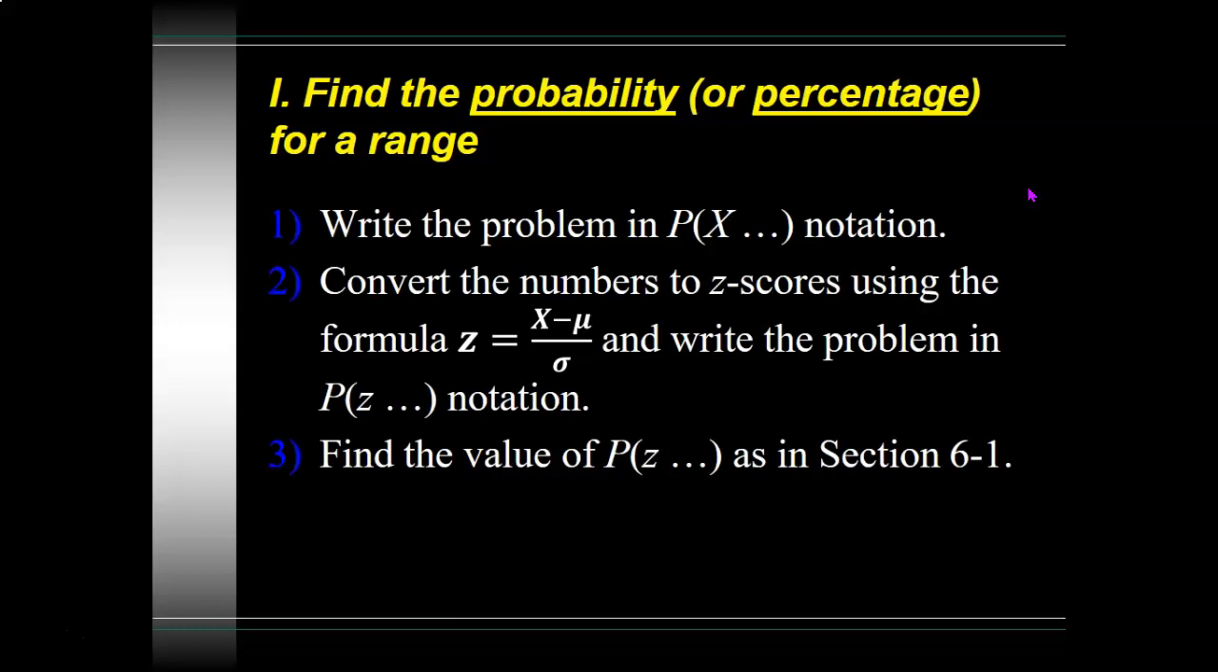And then you can either let the calculator or calculator app or whatever do all the work, or you can do it yourself by converting your X numbers to Z scores using the formula Z equals X minus mu over sigma, and then writing the problem in P of Z notation, and that turns it into the kind of thing we were doing in the last section.